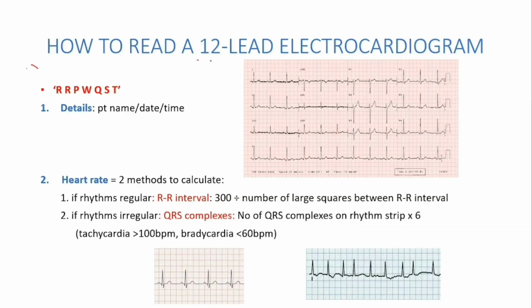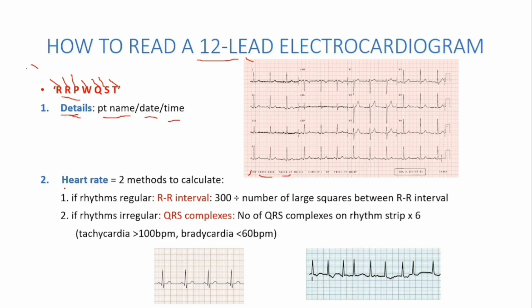Now how to read a 12 lead ECG. Remember this mnemonic: for the heart rate, rhythm, P wave, width of the QRS complex, Q wave, ST segment, and T wave. Now details. When you pick up the ECG, first of all you have to read the details like the patient name, date, and time. It is given at the bottom or above of the paper, and here it is given at the bottom. One important thing is to see the speed. It should be 25 millimeter per second.